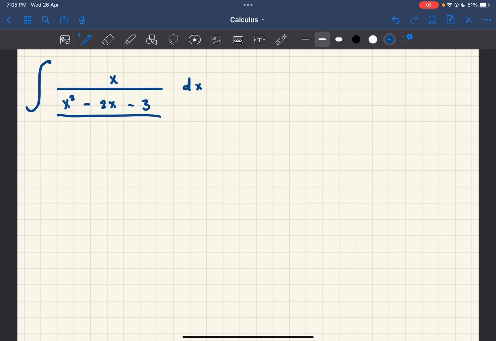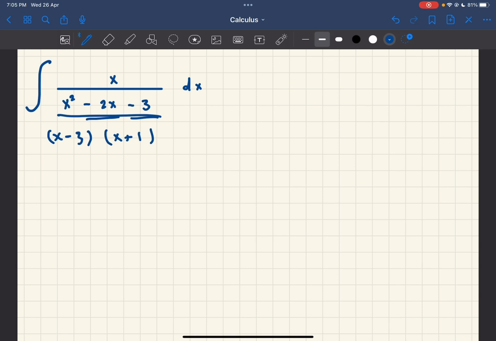So we factor out the denominator. As you can see here, we have x squared, so we're going to write two brackets and put one x here and the other x here. Then we have to find two numbers that multiply to make minus 3 and that add to make minus 2. Those two numbers are minus 3 and plus 1. If you multiply minus 3 and 1, it's going to be minus 3, and if you add minus 3 and 1, it's going to be minus 2.